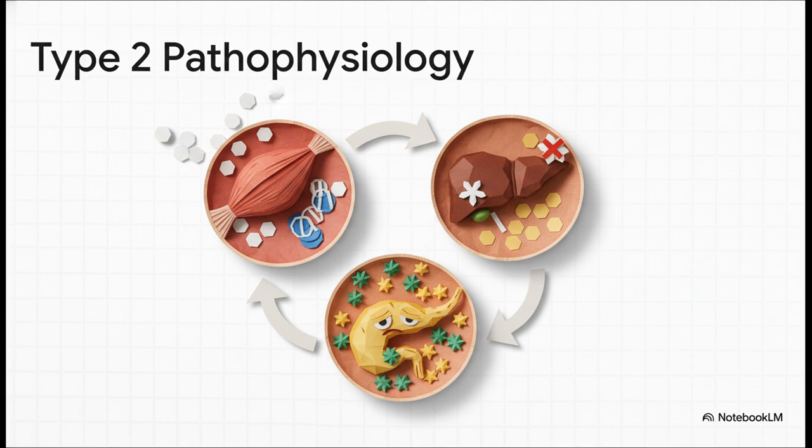And over time, the beta cells themselves get damaged by the chronically high levels of glucose and free fatty acids, a state we actually call glucotoxicity and lipotoxicity. It's this vicious cycle, often driven by factors like obesity, that leads to that progressive beta cell failure.